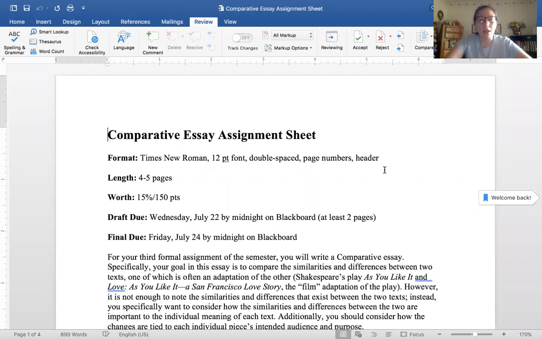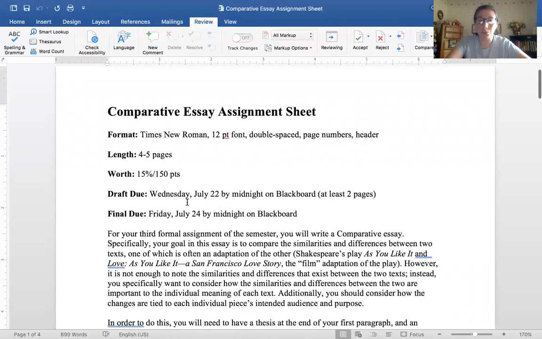Okay, so your format is the same. It's Times New Roman, 12-point font, double space, page numbers, header. I think you guys are used to that by now. It's going to be 4 to 5 pages. So this essay is a little bit shorter, and it's worth 15% or 150 points.